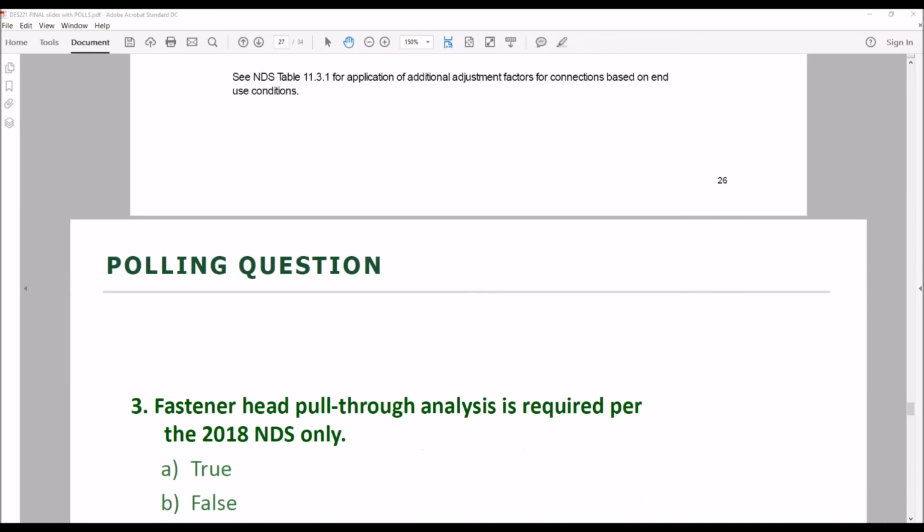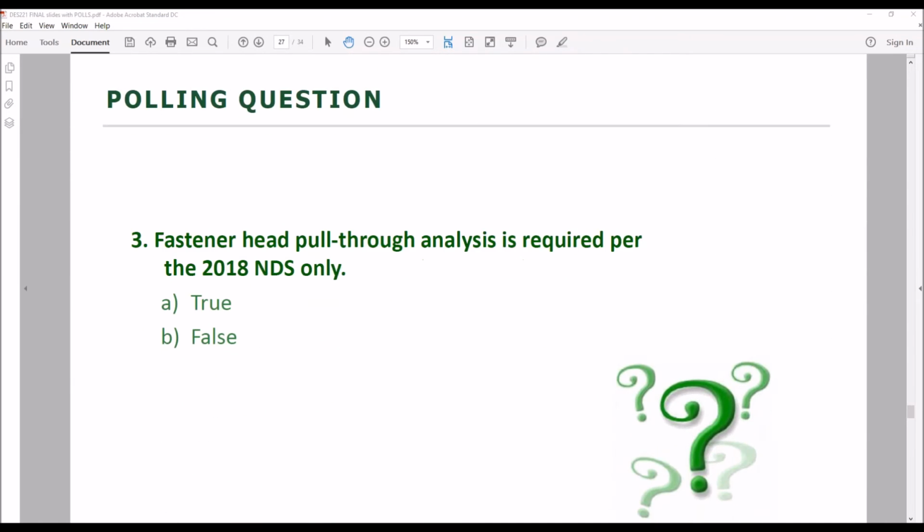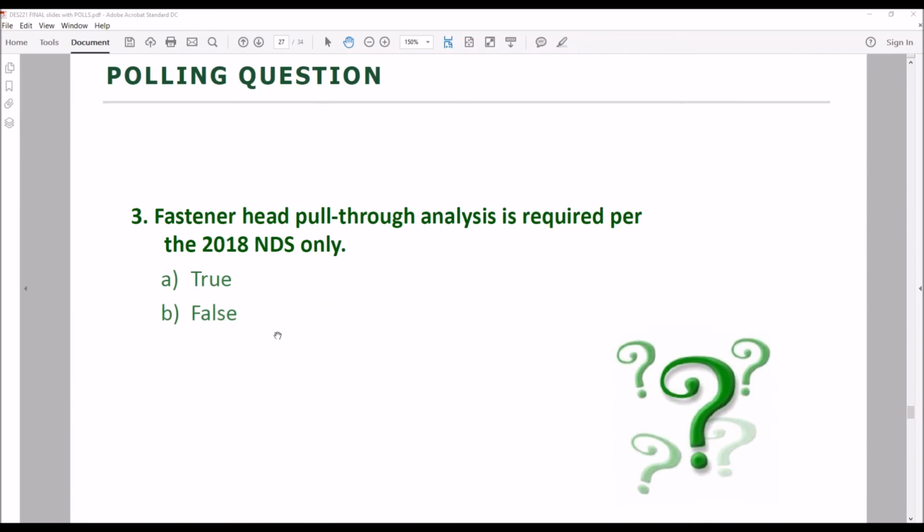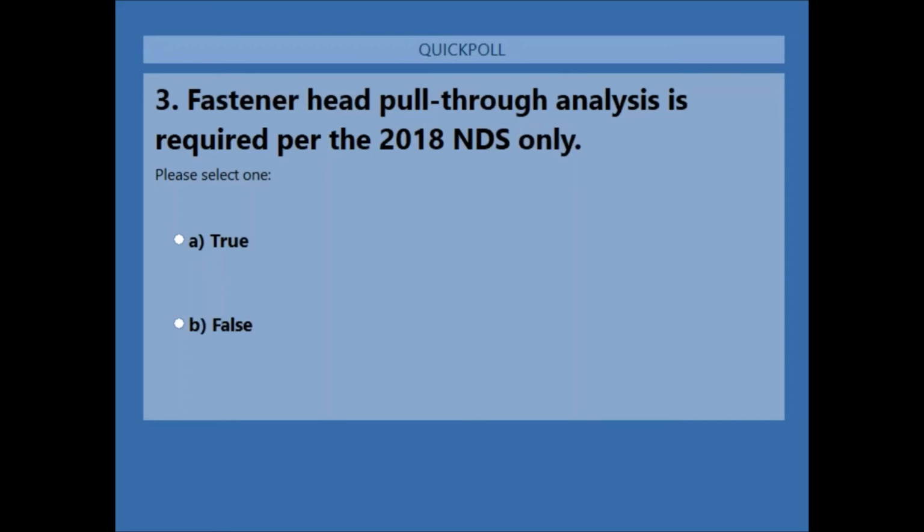All right. Let's take a break and do another poll to make sure that everyone's still with us. Sure thing. Here we go. Fastener head pull-through analysis is required per the 2018 NDS only. Is that true or false?